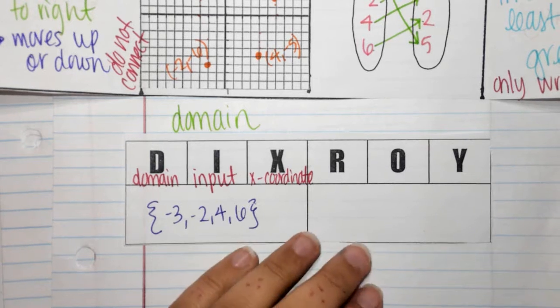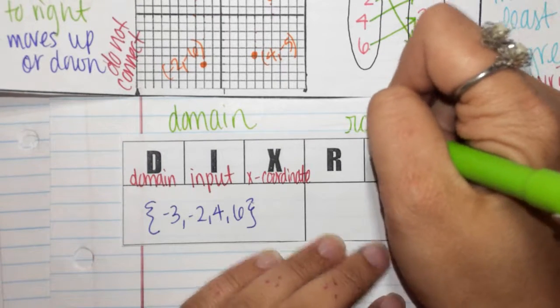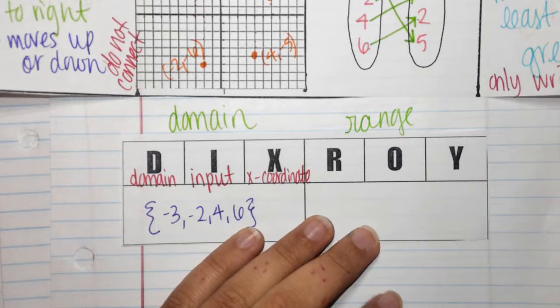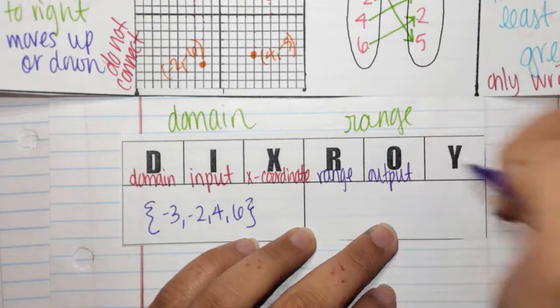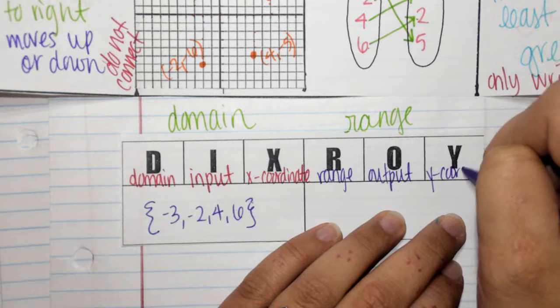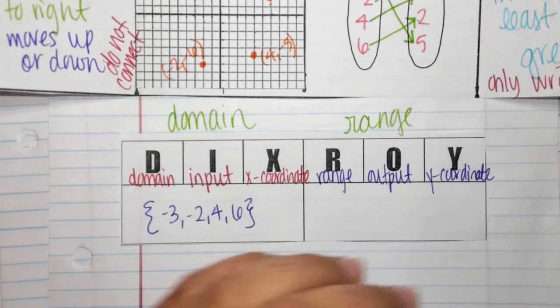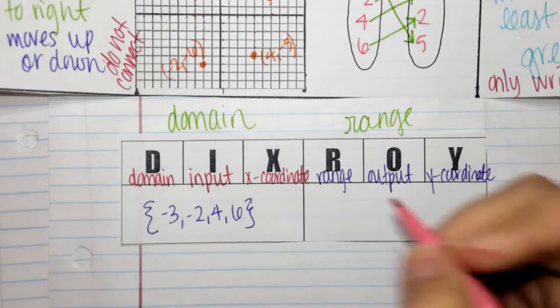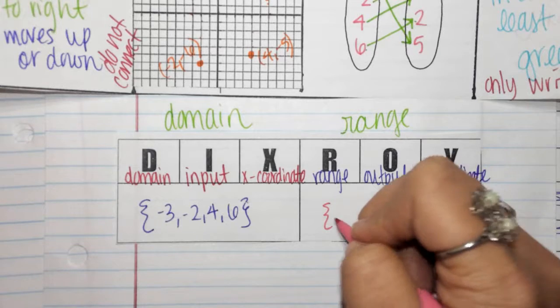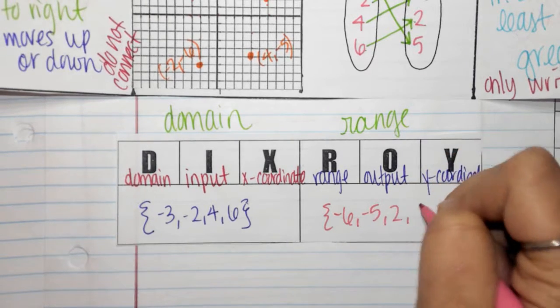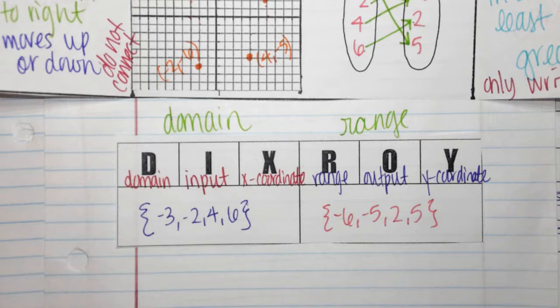Now, what would the R stand for? It's domain and range. So what would the R stand for? Hallelujah. The O would stand for output. And what would the Y stand for? Y coordinate. Alright, so what is the range of this relation? Good. Take a point. And that's all you have to do to list your range. It's just your Y values.